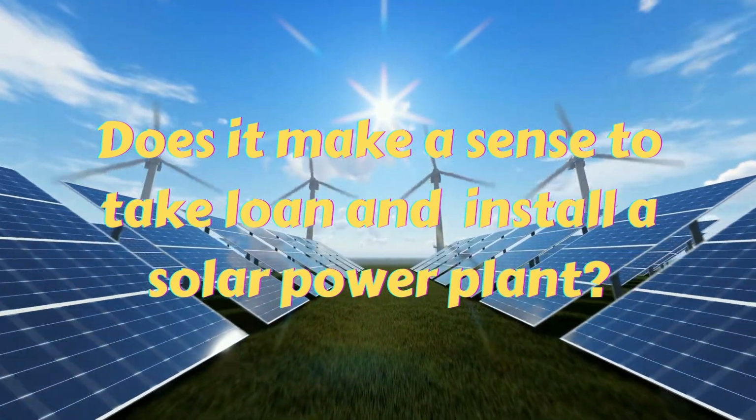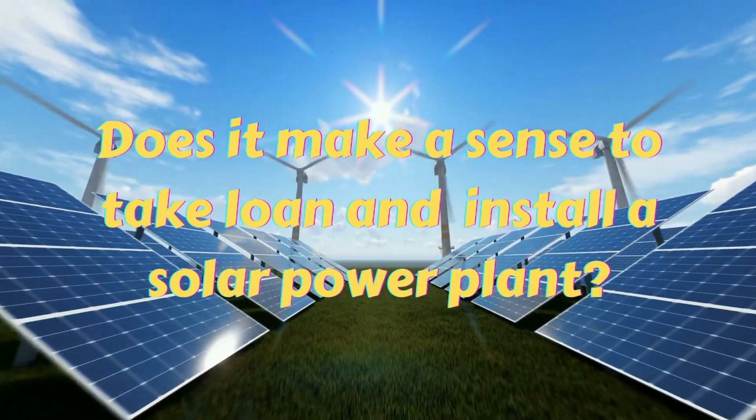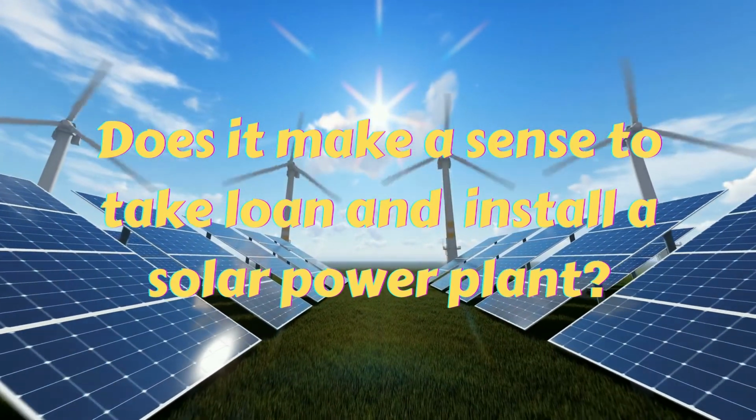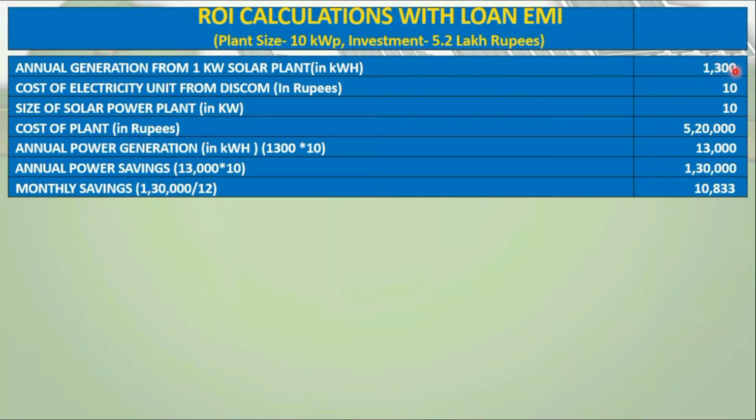For the sake of simplification, the previous example has been extended here. So you can see here that the average annual generation is taken as 1300 units per kilowatt. The cost of electricity unit is 10 rupees. The size of the solar power plant is 10 kilowatt. The capital cost is same as 5,20,000 and the annual power generation shall be 1300 units. Annual power savings shall be 1,30,000. Monthly savings in this particular case is 10,833. This is the new row which we have added in this example. Rest of the things are same as the previous example.